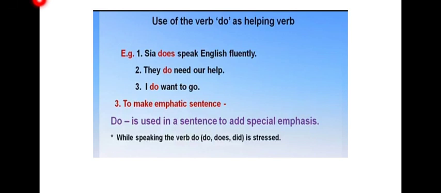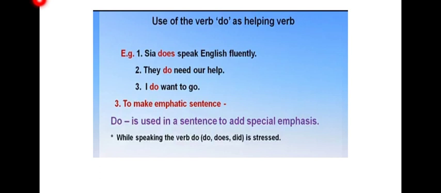Now some more examples of the uses of do as a helping verb. Sia does speak English fluently. Here also in the first example, we have two verbs, one is does and one is speak. Does is your helping verb and speak is your main verb. Second example, they do need our help. Here, do is your helping verb, need is your main verb. Example 3, I do want to go. Here, do is your helping verb and want to go is your main verb, okay?